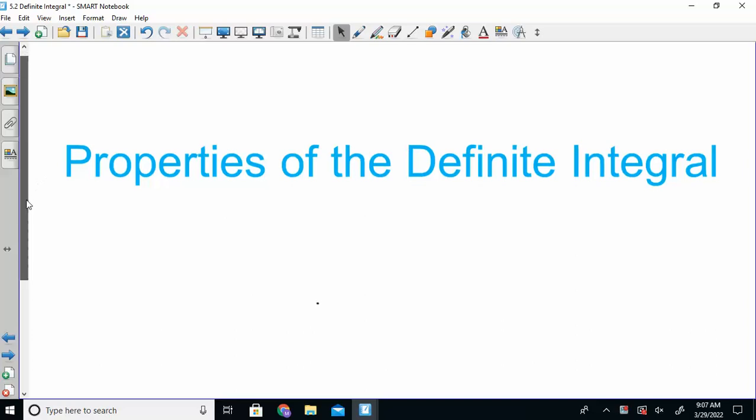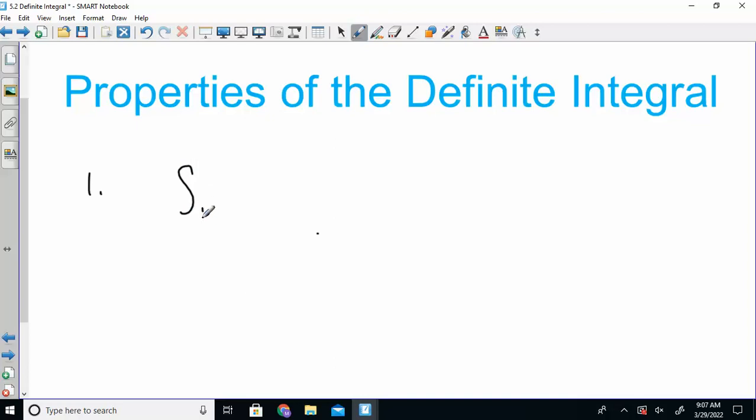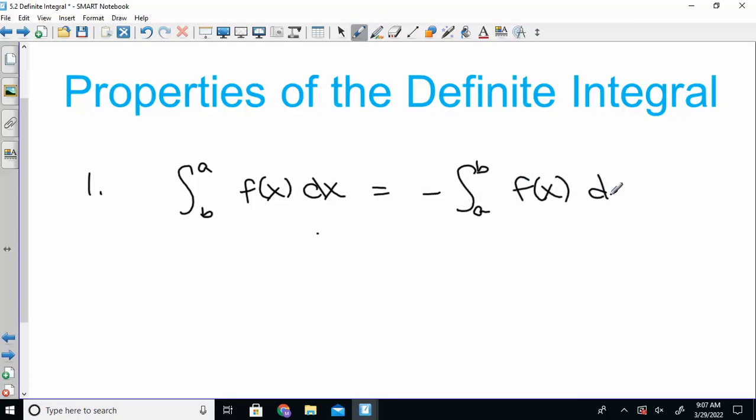The first property I want to give you is if I say the integral from b to a. If you need to flip those for any reason, you can do that just by pulling a negative out in front. So if we want to go backwards, that makes our integral a negative. So if you flip your upper and lower limits, you can do that anytime you want, just by putting a negative in front.